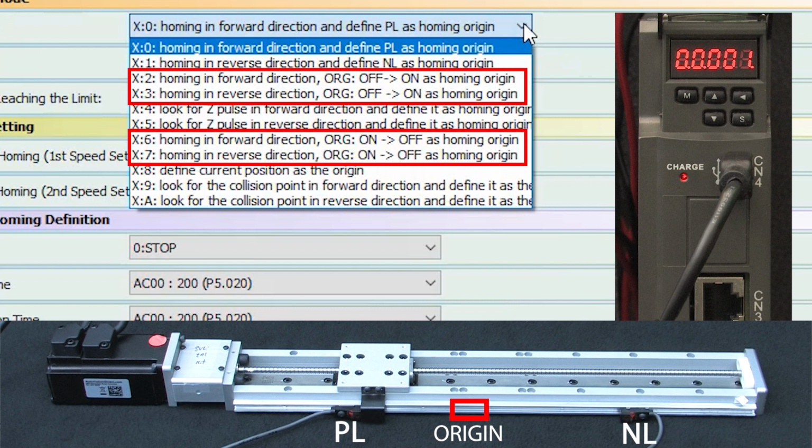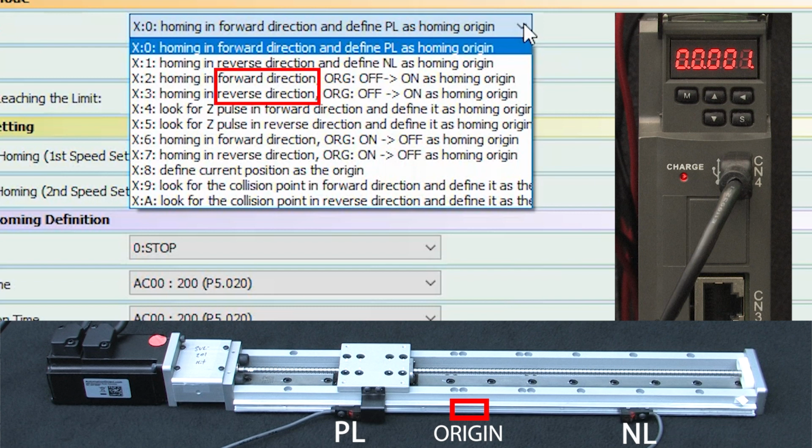So when you select one of these, the drive will look for that digital input to decide where the origin is. And you can do it on the rising edge in either direction or the falling edge of the sensor in either direction. You can also just look for the nearest Z pulse in either direction. Again, that's the single pulse the encoder sends out each rotation. You can look for a collision in either direction.